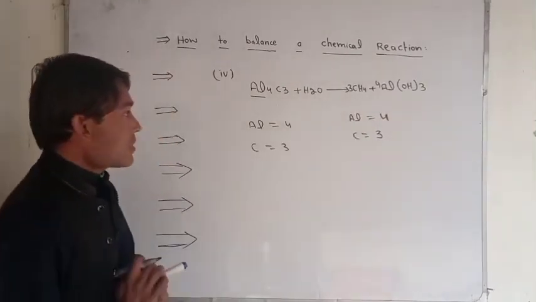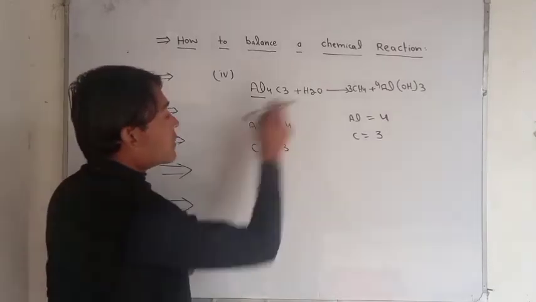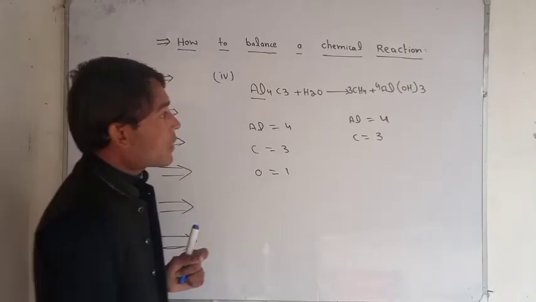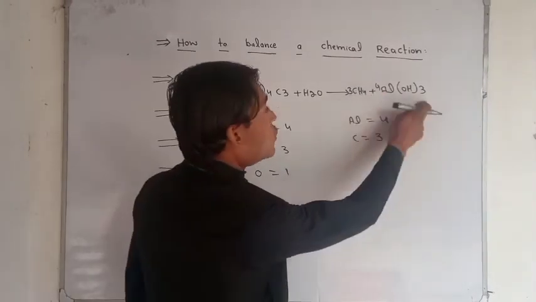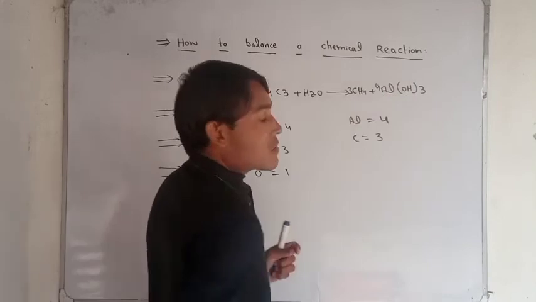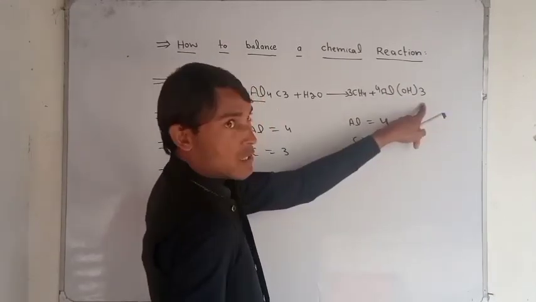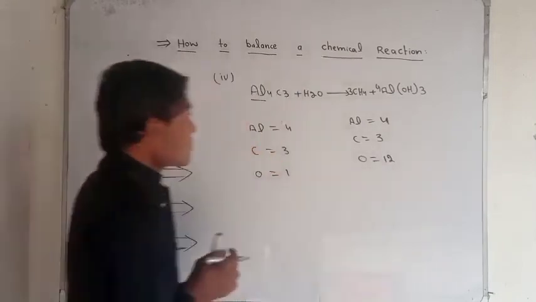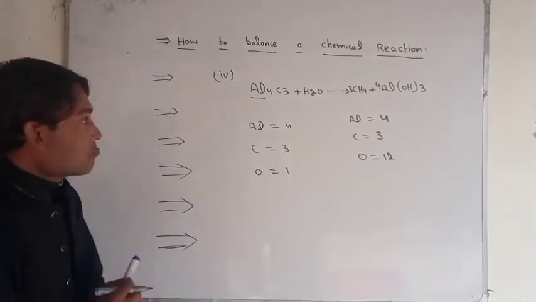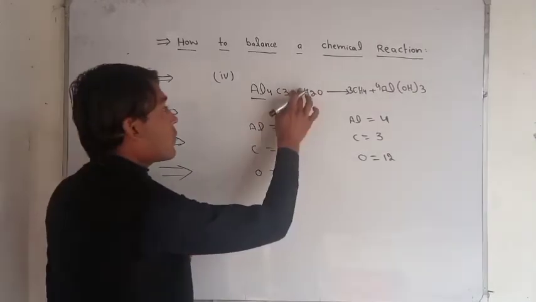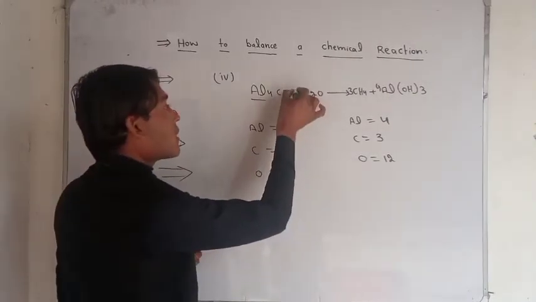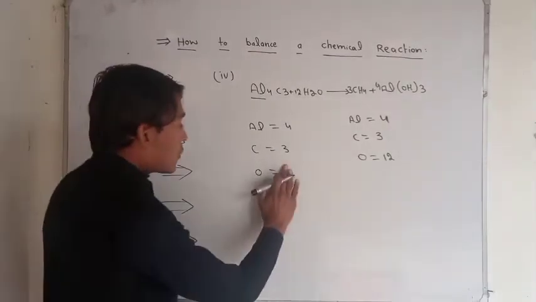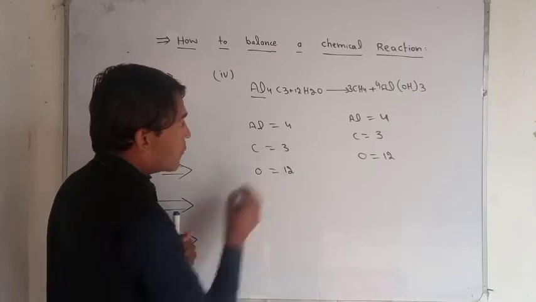Now let's talk about oxygen. The number of oxygen on one side is 1, and on the other side, 4 times 3 is 12, so the number of oxygen is 12. I have to add a coefficient of 12 here, and now the number of oxygen becomes 12.